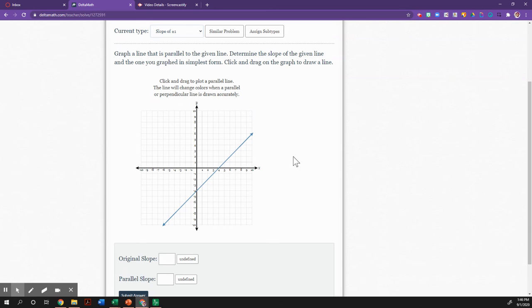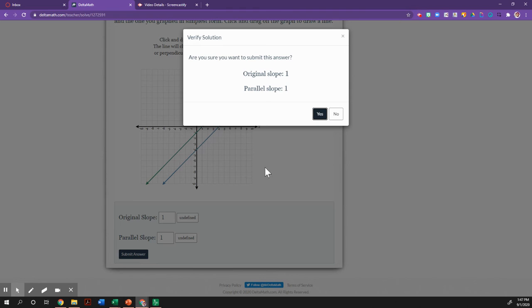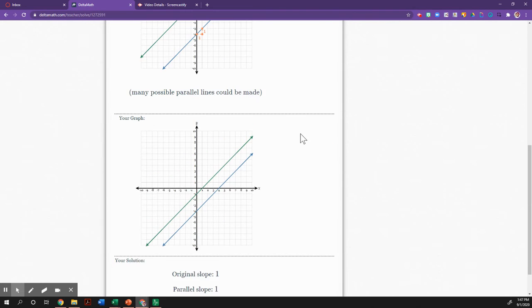So it says draw a parallel line to this one. It doesn't matter how far apart the two lines are, just that they're parallel. So if this is my first one, you can see this is a really nice thing about Delta Math. It literally just turns green, and there you go. Now it's just a matter of figuring out what these two slopes are, and they are the same. So if I go from one dot to the next, I go up 2 over 2. Well, that means a slope of 1 for the original and the parallel. And this is super easy. Yes. And there we go.